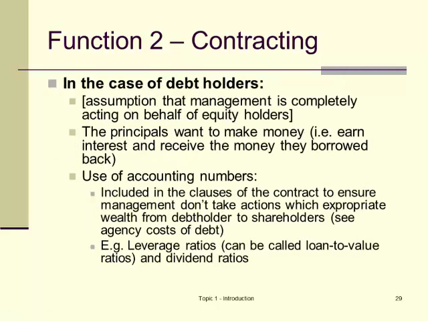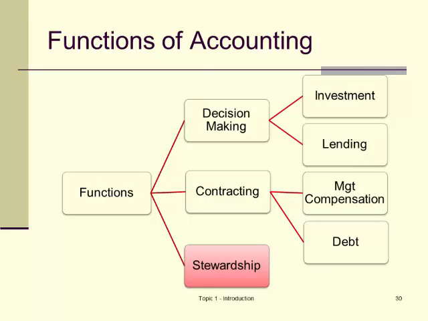Okay, so I've talked about these issues. So now let's talk about, I've done contracts. So now let's go back to the third function of accounting, which is stewardship. Now, we talk about these three functions of accounting. Accounting is there to help people make decisions. It's there because the numbers are used in contracts. And it's also there to fulfill a stewardship role.